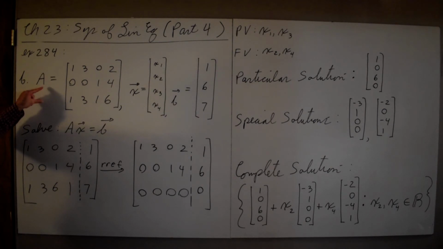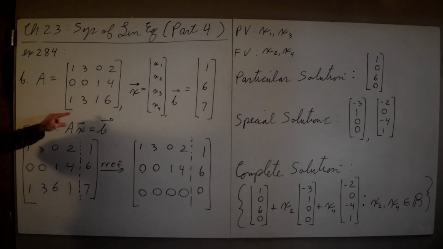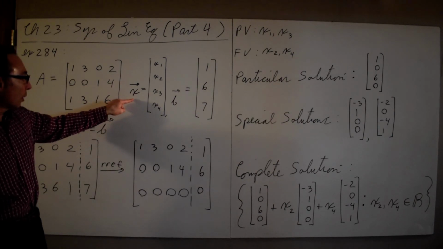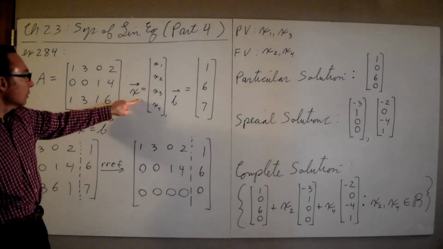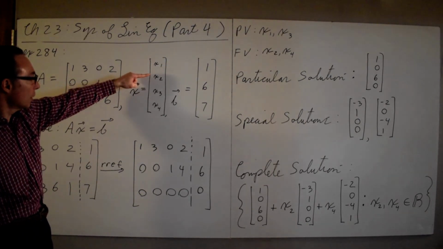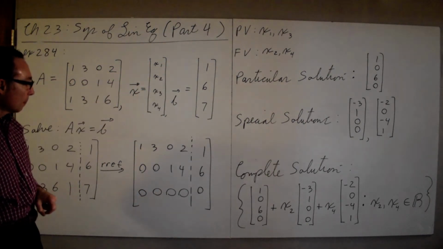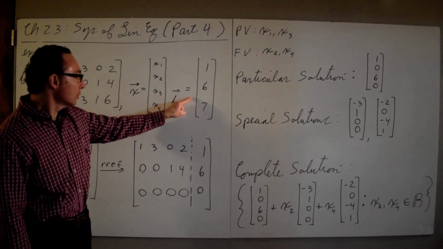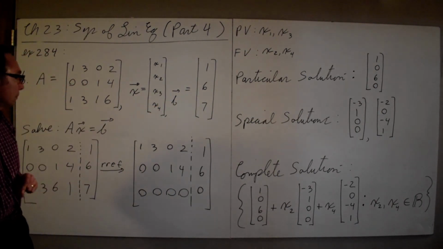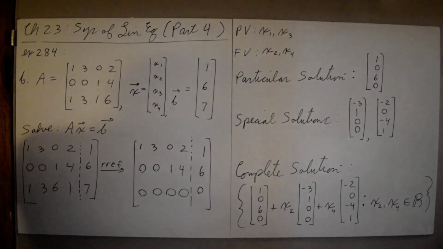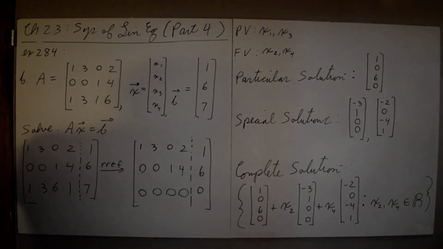So we have the coefficient matrix, which I've called A. We have our variable vector, x. So we have four variables, x1, x2, x3, x4. And then we have our constant terms to the right of the equal sign. And so we can write our system of linear equations as a matrix and vector equation, A times x is equal to b.